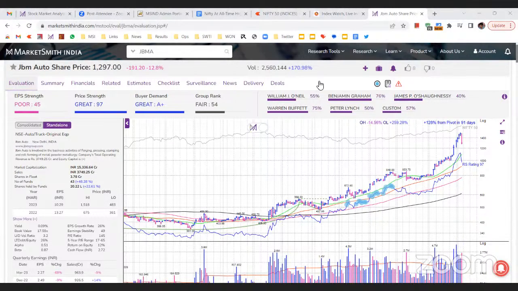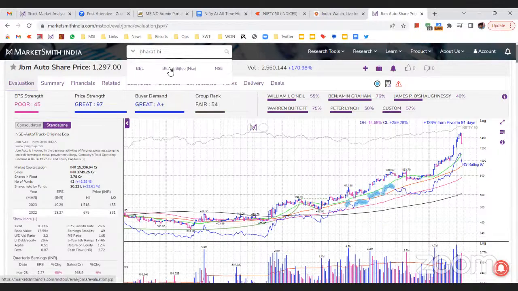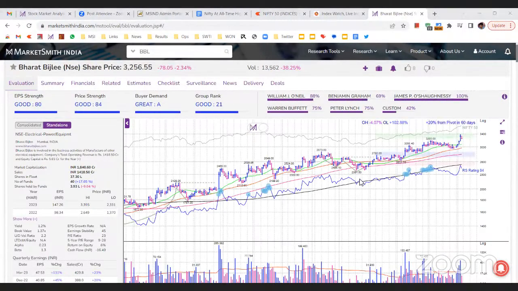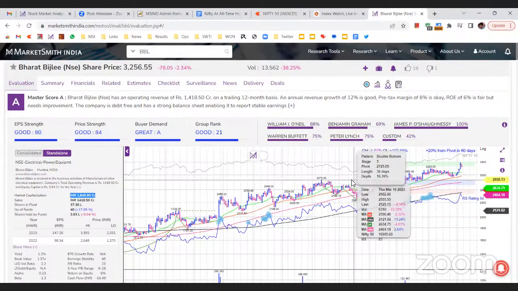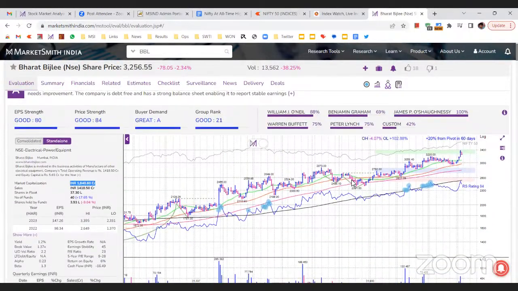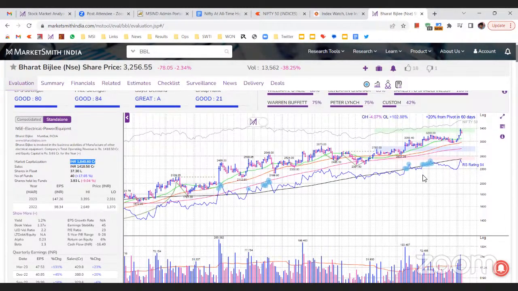I'll take one more query, the final query for today's session. Bharat Bijlee. It's a very small market cap company. You can see its market cap is around 1,800 crores of rupees. Ratings-wise, it is very good. It is placed very well on the CANSLIM methodology. EPS, RS, all the techno-fundamental ratings are very good. The stock has also broken out from the stage 5 double bottom and has given a very good return, a 20% gain in the last 2 months, which is considered very good.